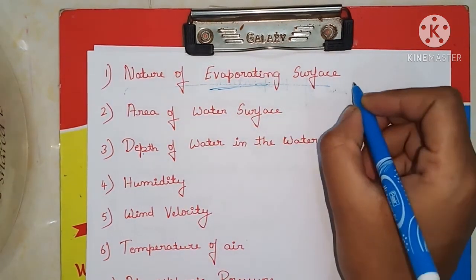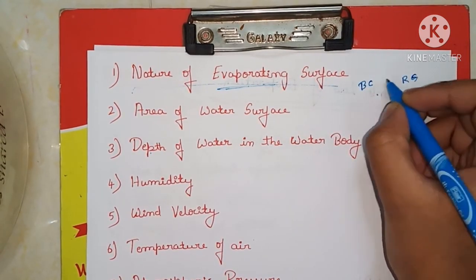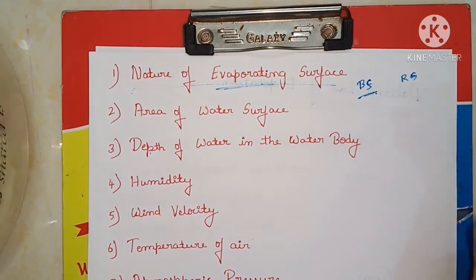If you compare black cotton soil and red soil, black cotton soil has more capacity in absorbing the incoming radiation. So, the evaporation will be more in black cotton soil compared to the red soil. The evaporation from wet soil is faster and it reduces gradually as the soil becomes drier. Because when the amount of water is more in the soil, the evaporation rate will be more. As the soil gets dried, the evaporation rate will be less.